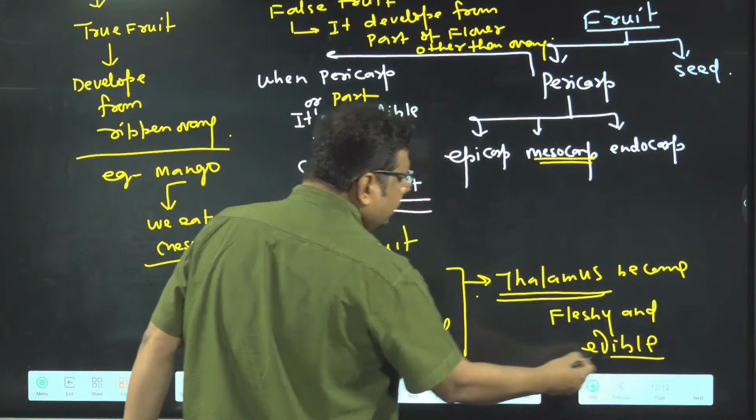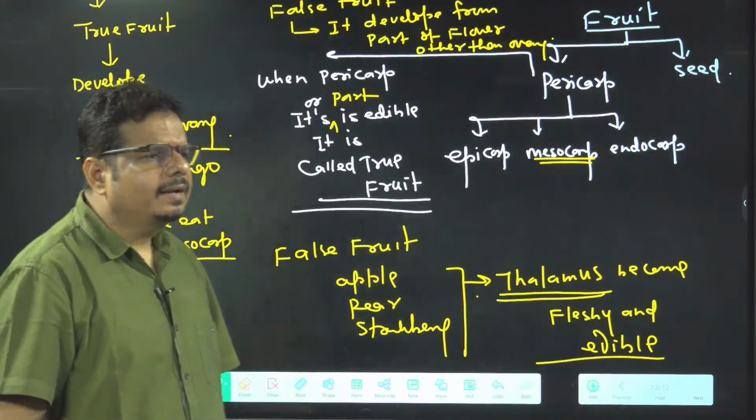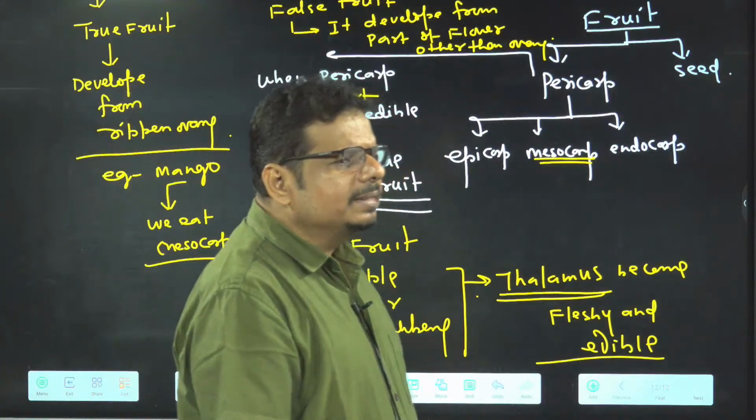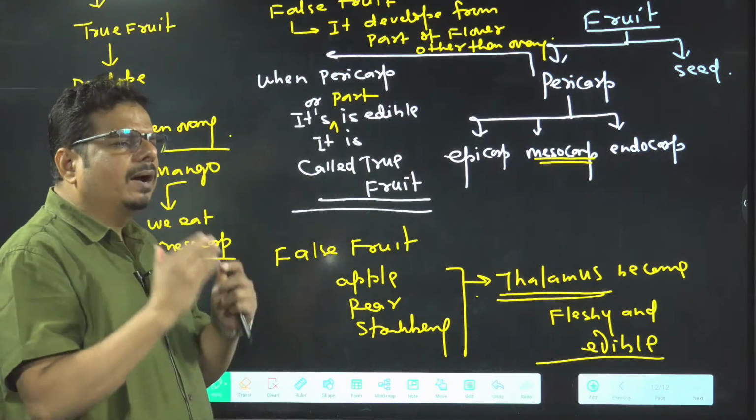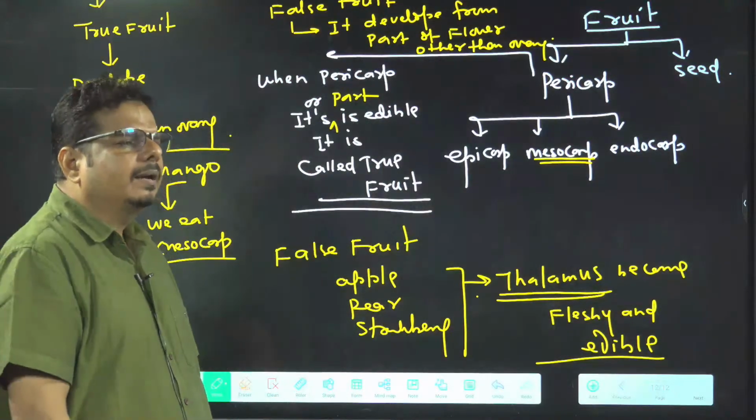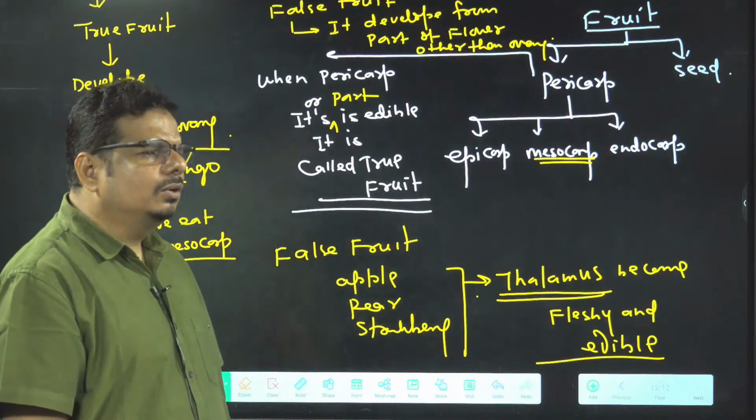So you got the idea about true fruits and false fruit? True fruit is what basically? Developed from the ripened ovary, developed from the pericarp. When the entire pericarp is edible, it is called true fruit.